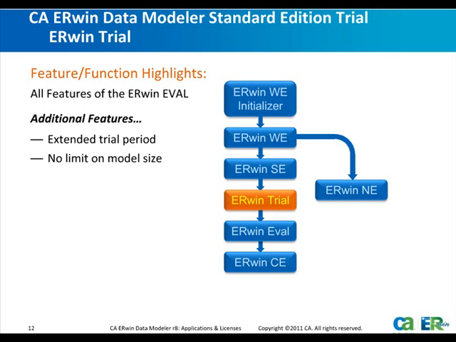For cases where the evaluation process requires more time or is hampered by restrictions imposed by the Erwin EVAL, there is the CA Erwin Data Modeler Standard Edition Trial, or Erwin Trial. The Erwin Trial is very similar to the Erwin EVAL, but extends the license period and does not have the 25 entity restriction. So if after using the Erwin EVAL more time is required to evaluate Erwin Data Modeler, please contact your CA sales representative to obtain a free license for CA Erwin Data Modeler Standard Edition trial.